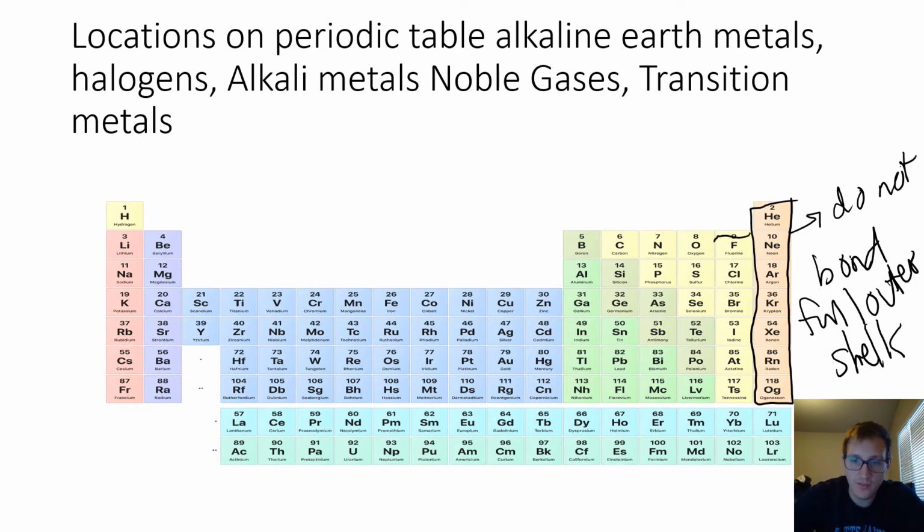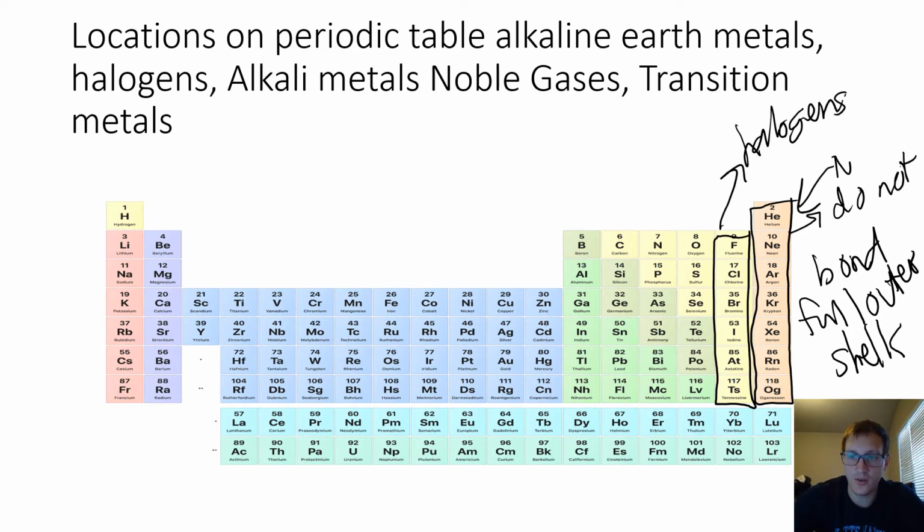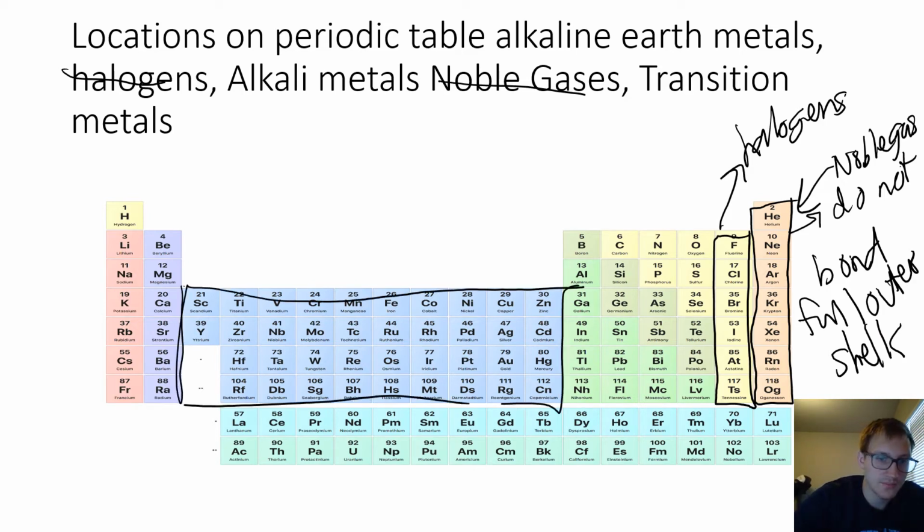The next one, right next to it, these ones are called the halogens. I guess I should label these the noble gases. Okay, noble gases. So I have noble gases done. I've got halogens done. The transition metals are all of these ones right here. Okay, transition metals.